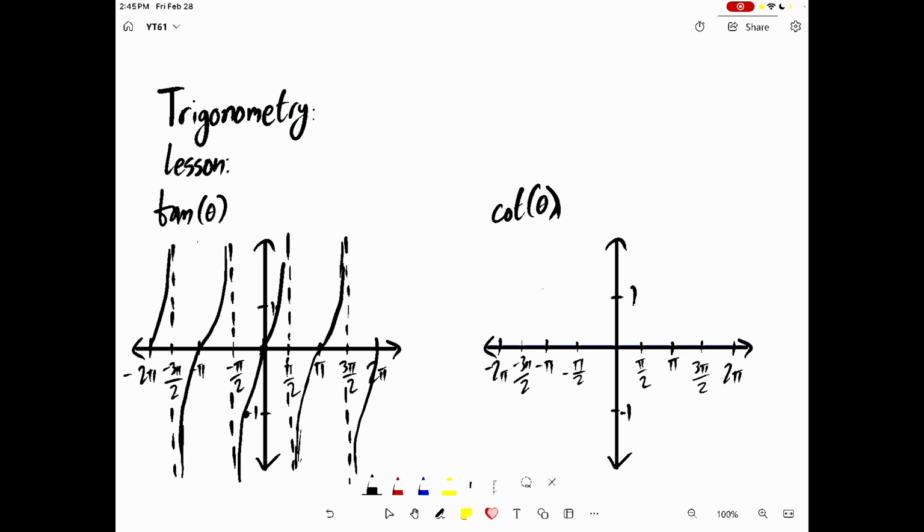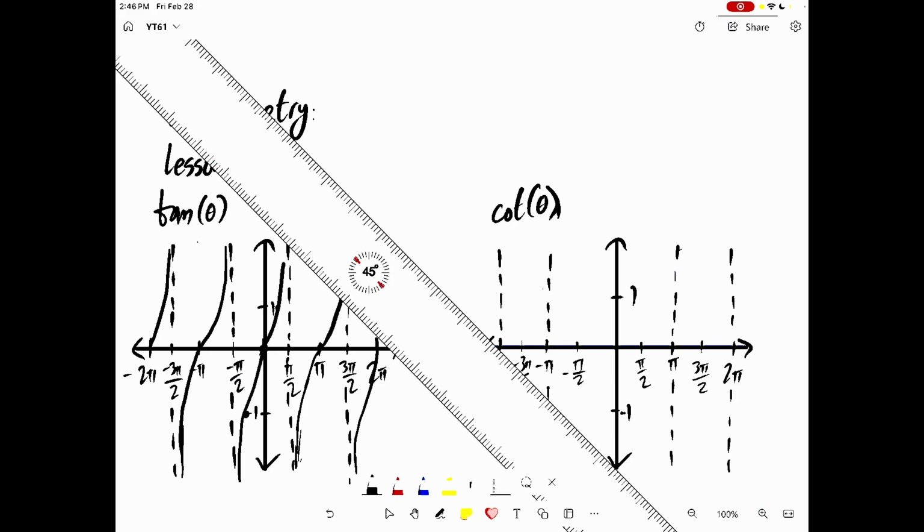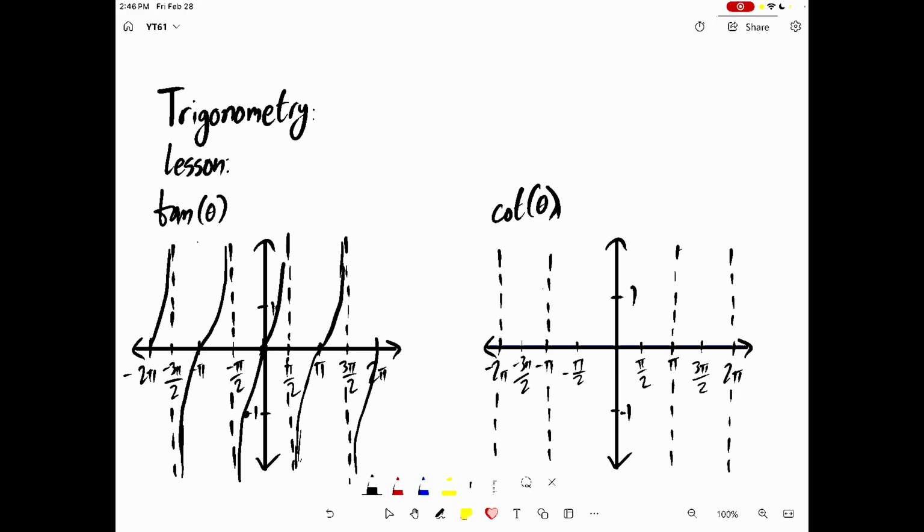So cotangent theta is pretty much the exact opposite of tangent of theta. Its asymptotes are at pi n, where n is any integer. So what we can do is we can just draw the vertical dashed lines at 0. Well, that's the vertical line there. We can draw a vertical dashed line at pi. We can draw a vertical dashed line at 2 pi. We can draw a vertical dashed line at -pi and at -2 pi. So those are all the asymptotes that we have for the graph.